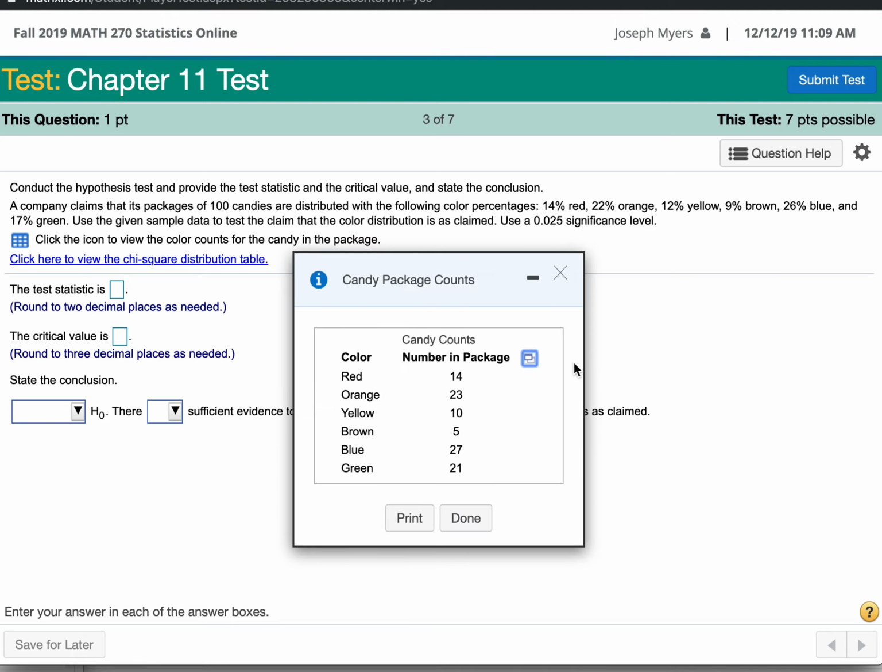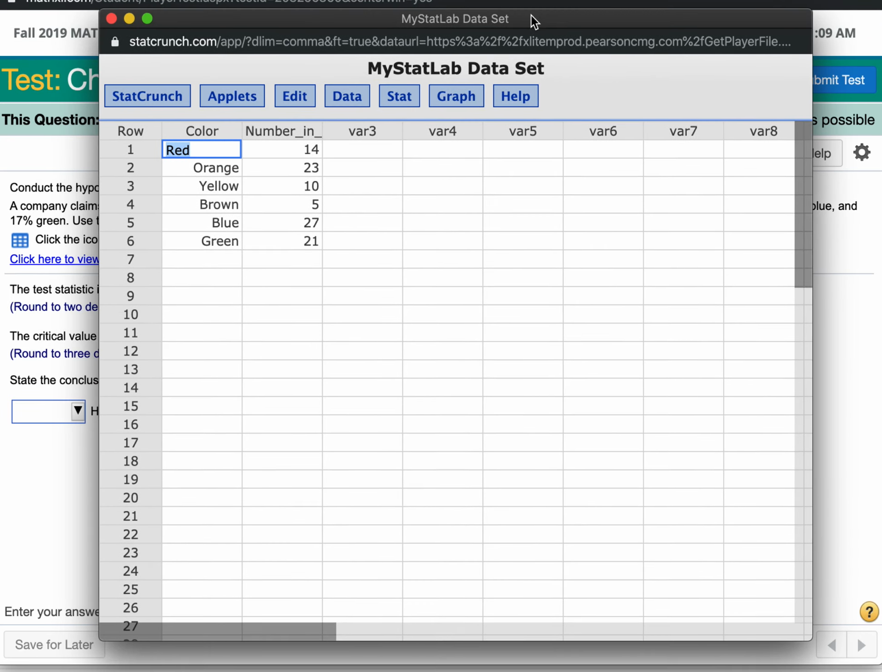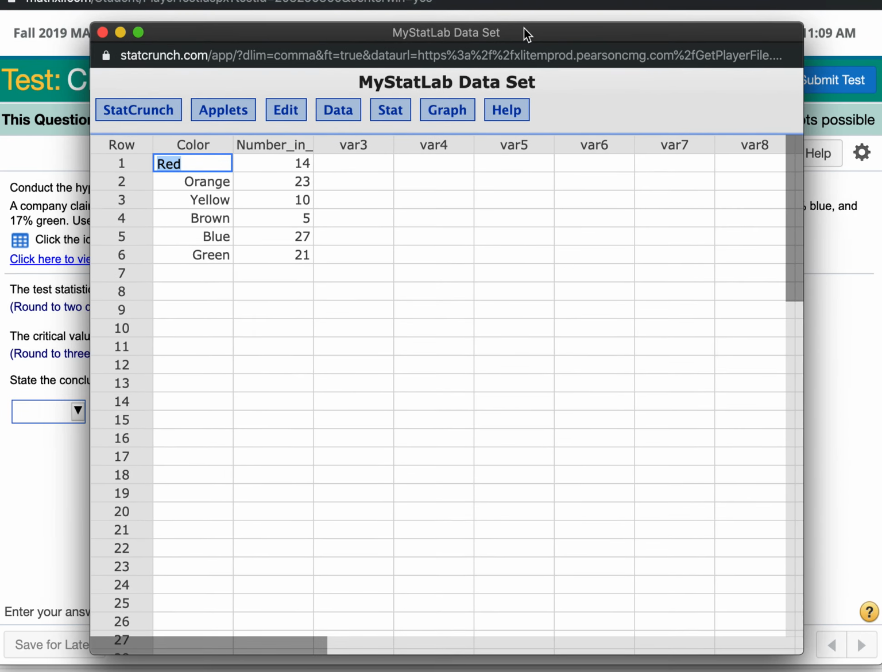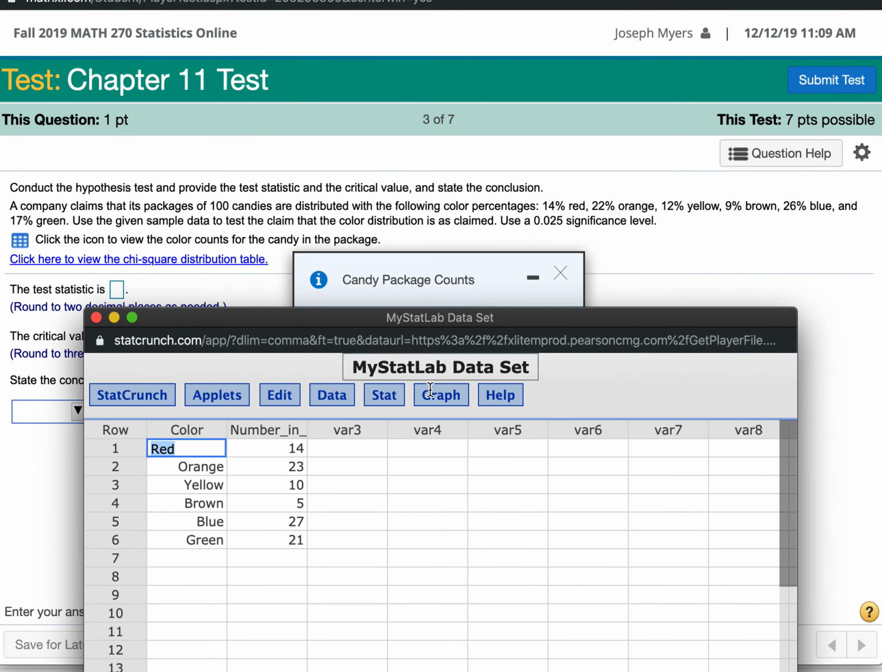This problem is another goodness of fit test to see whether candy is distributed properly. So this is the actual amount of candy that was observed, and the amount that should have been observed would have been 14% of 100 red, which would be 14, 22% orange, which would be 22, 12% yellow, which would be 12 out of 100, 9% brown, which is 9, 26% blue, which is 26, and 17% green.